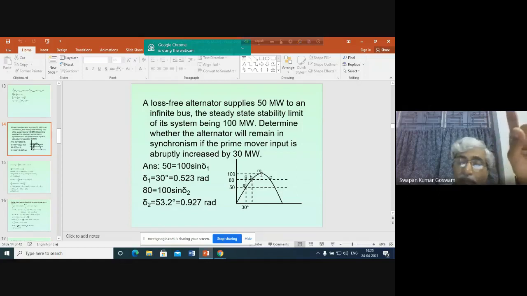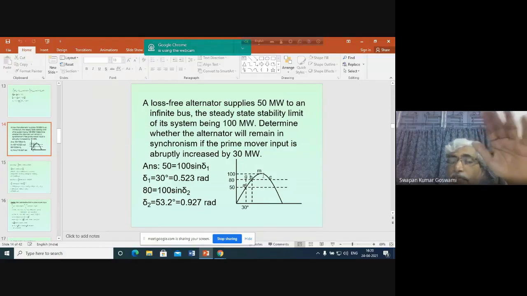The speed will again become synchronous when this area becomes equal to area AGBA. So maybe this area is obtained somewhere here, say here. Somewhere here, again an area equal to this area will be obtained, and there the speed will become synchronous.